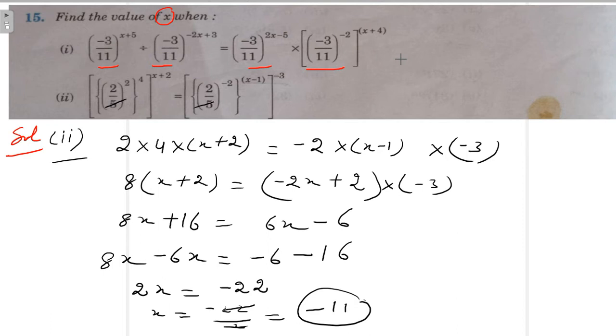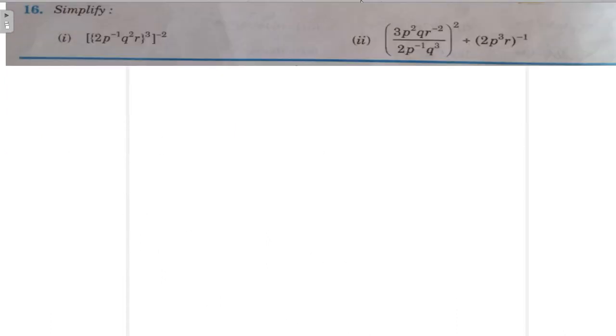Now we will move on to the next and last question. At last we have reached the last question. So many questions are there for your practice, right? Now question 16, solution of part first. So these are powers inside, and if this will be multiplied by this, what would it become?